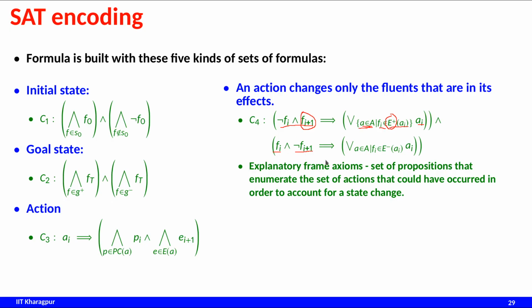Similarly for the negated form: for all actions A_i, if it belongs to E minus of A_i, then this has to be true. Otherwise, if this action does not happen, I will not be able to reach this. So it's called the frame axiom. It is the set of propositions that enumerate the set of actions that could have occurred in order to account for a state change.